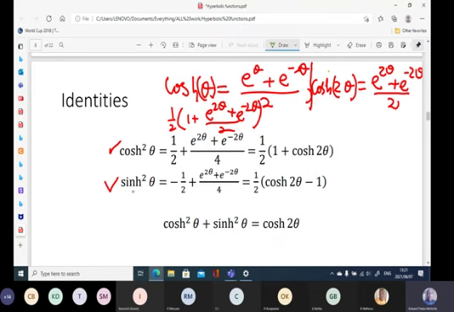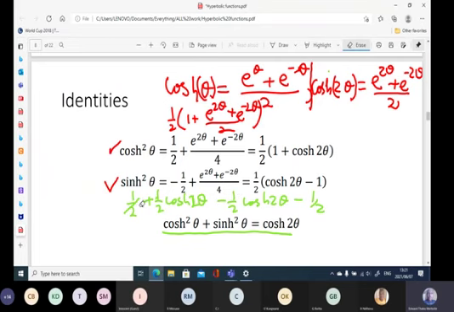So you'll have 1 over 2 plus 1 over 2 cosh 2 theta, plus 1 over 2 cosh 2 theta minus 1 over 2, when you add these two to prove this. So by adding these two, this guy cancels this one, then we have this guy here, cancels this one, so we add these two.